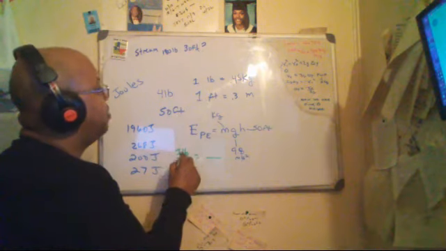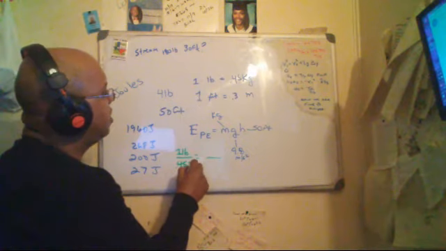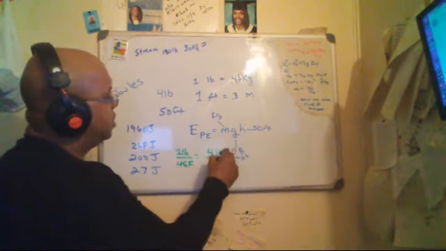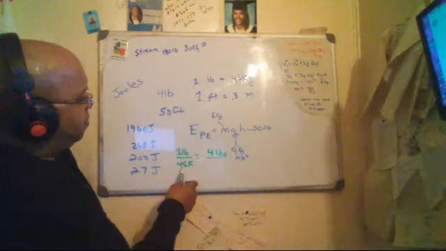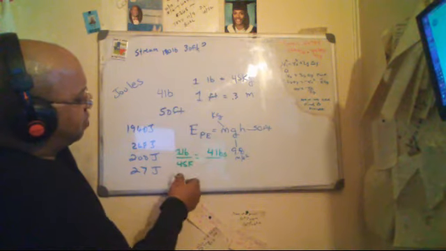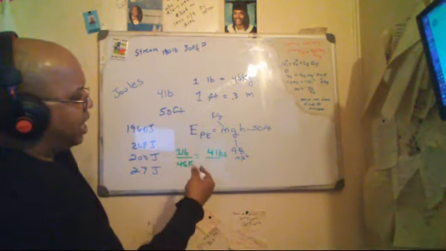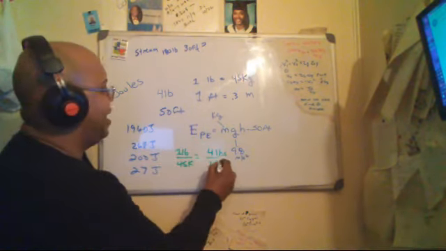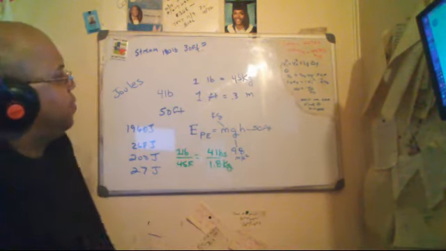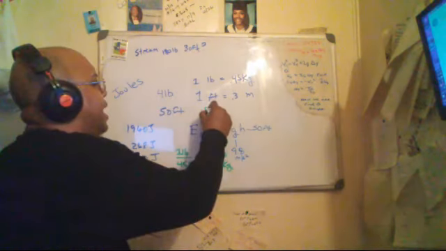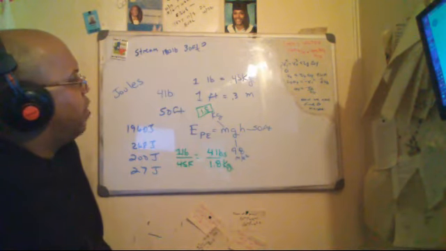All right, 1 pound is 0.45 kilograms. So 4 pounds is actually going to be this multiplied by 4. 0.45 plus 0.45 is 0.9. And so we would have 1.8 kilograms. All right. So here, 1.8 kilograms is our mass. Gravity is 9.8.